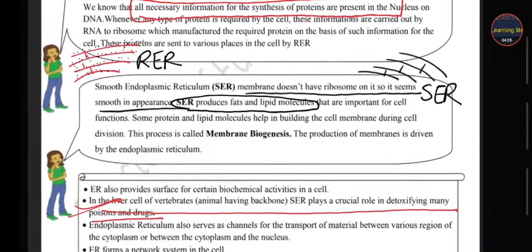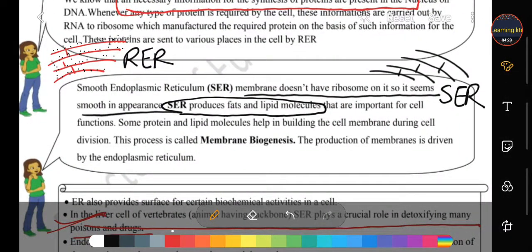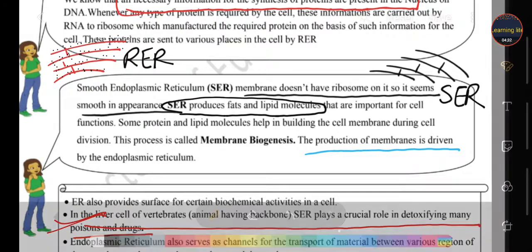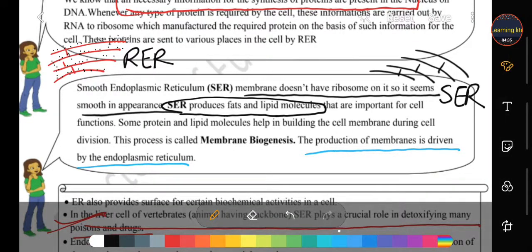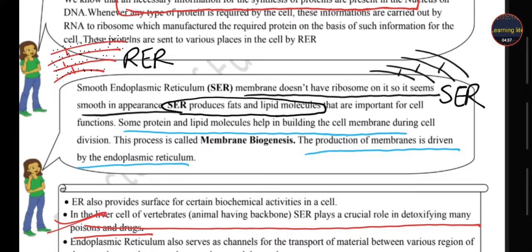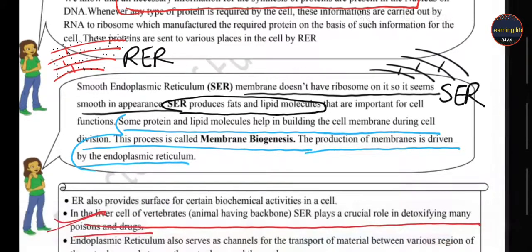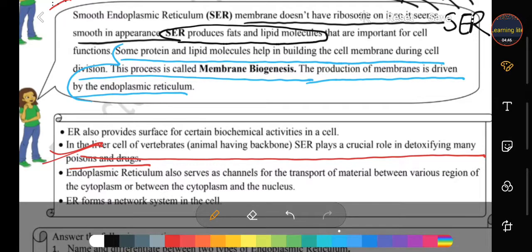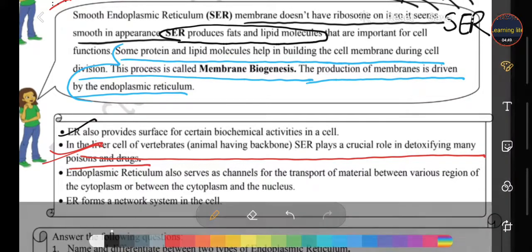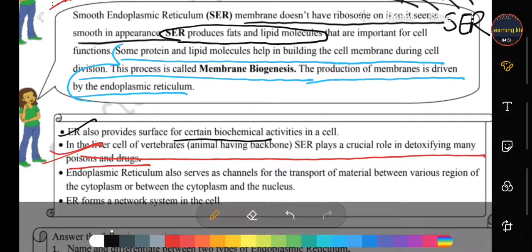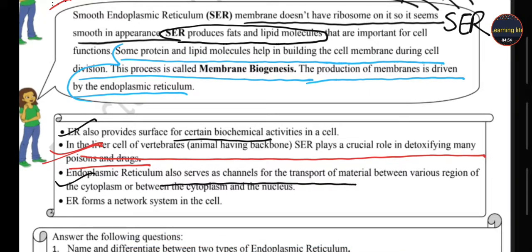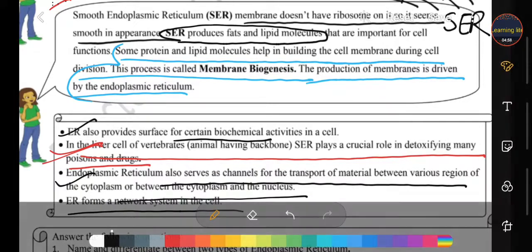Got it? Next is our membrane biogenesis. What is membrane biogenesis? The production of the membrane is driven by the endoplasmic reticulum. When the proteins and lipids help in the formation of the cell membrane, this process is called membrane biogenesis. Endoplasmic reticulum, students, also provides the surface for the biochemical activities. It also serves as the channel. Okay, and it forms the network of the cell.